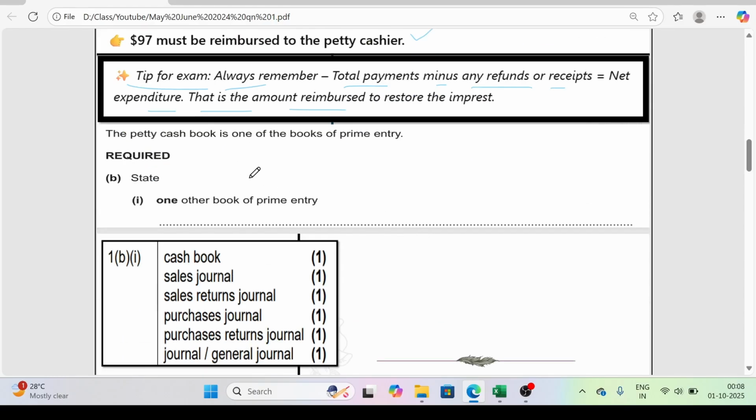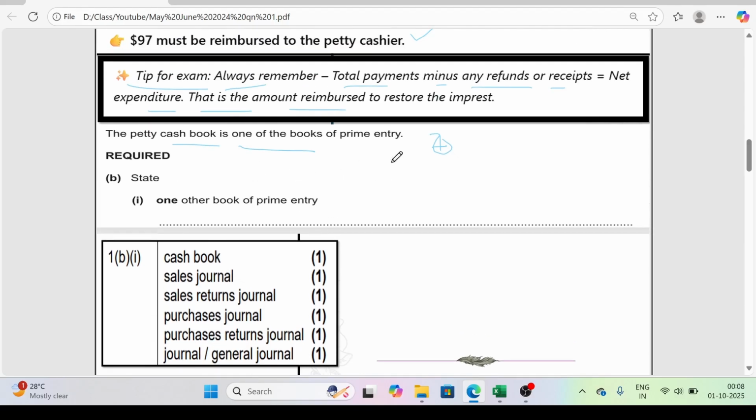Next, the continuation of the question starts from here. The petty cash book is one of the books of prime entry. How many types of books of prime entry do we have? We have seven in total.